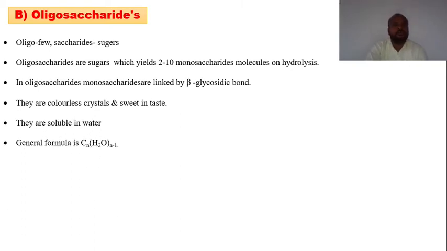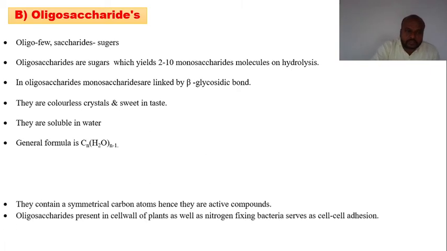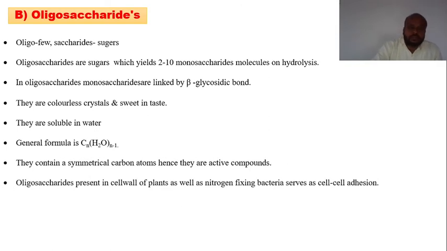This is one more important point, that there is a glycosidic bond. They are also colorless and sweet in taste. They are soluble in water, and the formula is given as Cn(H2O)n. They contain asymmetrical carbon atoms, hence they are optically active compounds. Oligosaccharides present in the cell wall of the plant, as well as in nitrogen fixing bacteria, serve in cell adhesion. That means oligosaccharides play an important role in nitrogen fixing bacteria.